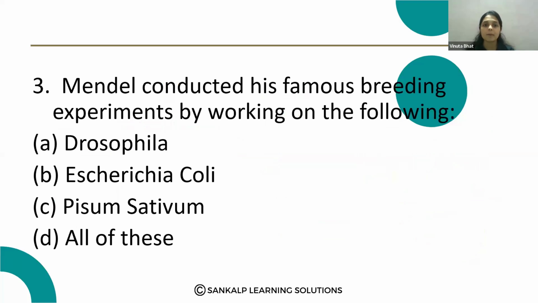Next question. Mendel conducted his famous breeding experiments by working on the following. Option A, Drosophila. Option B, Escherichia coli. Pisum sativum, all of this. Here, Pisum sativum means the pea plant. Okay, Pisum sativum, that is the pea plant. So that is the correct answer.